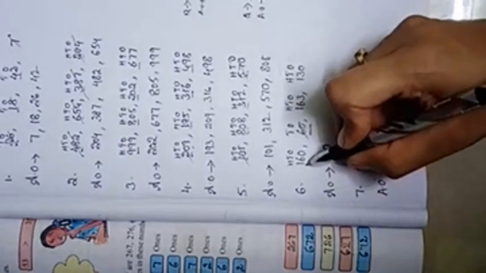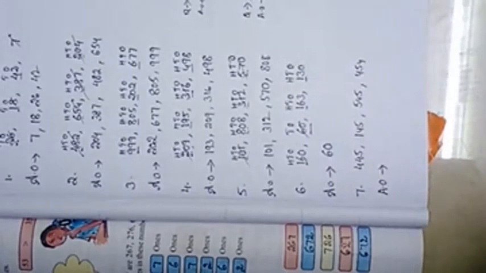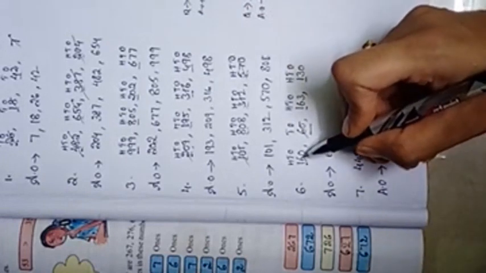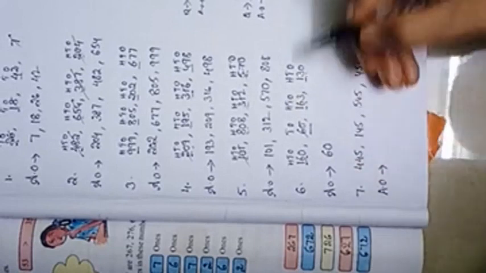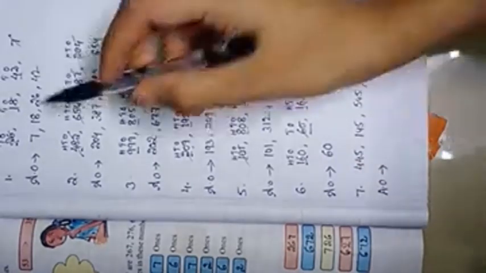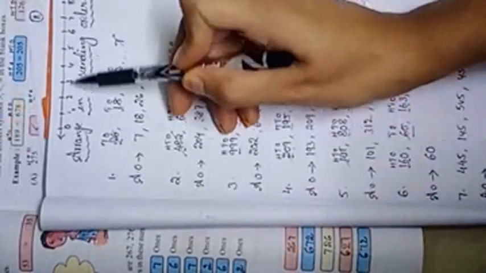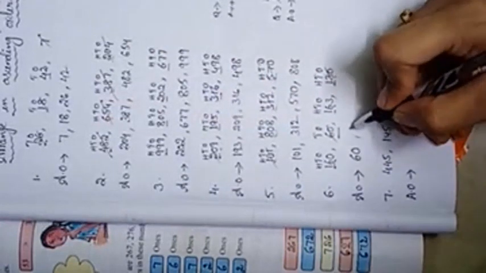I hope you understood. Here I have 1, here I have 1, here also I have 1. So no, I can't get the answer by observing the hundreds place digit. Now observe the tens place digit carefully. Here I have 6, here I have 6, here I have 3. Now tell me, on the number line, 3 will come first. 3 is smaller than 6. So this 130 will come in second place.